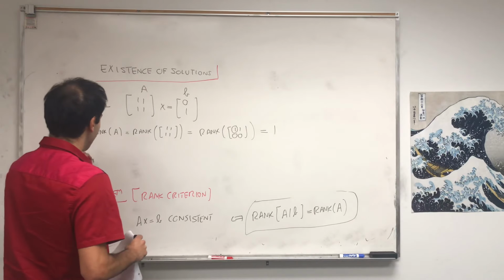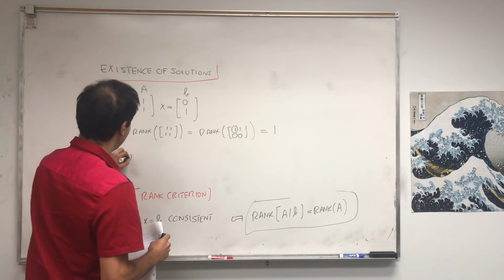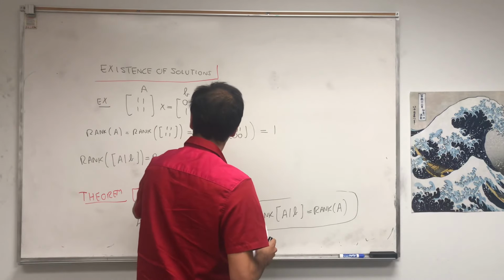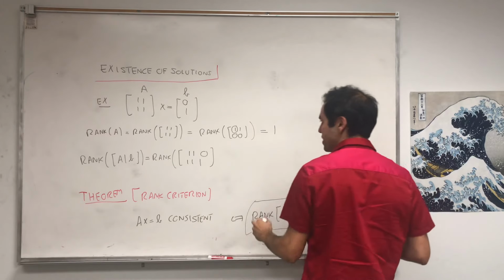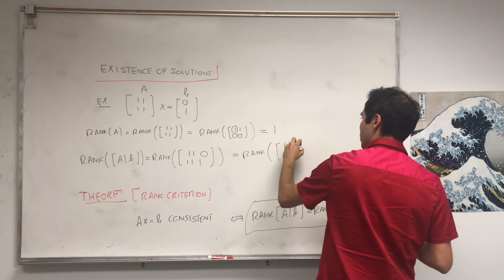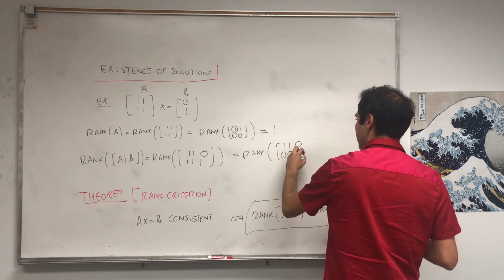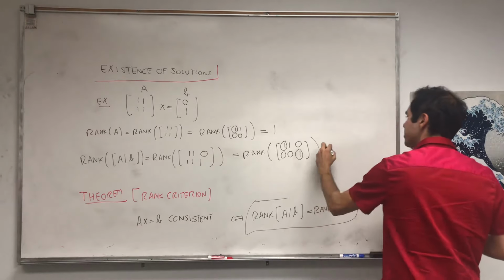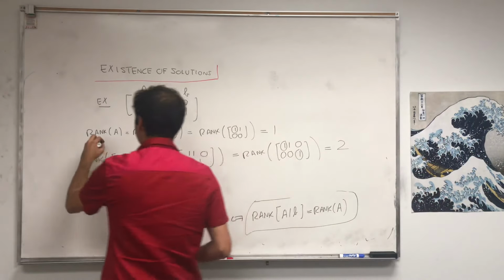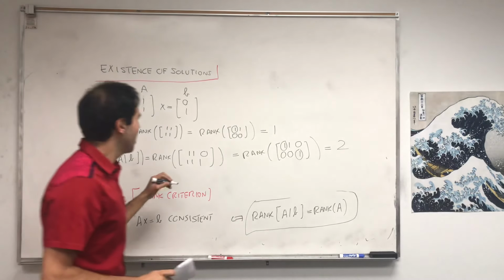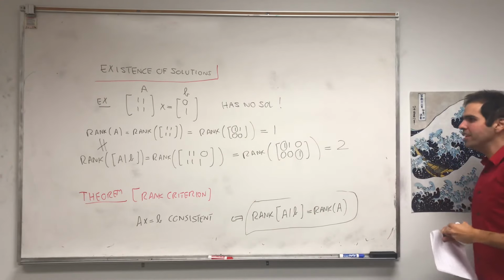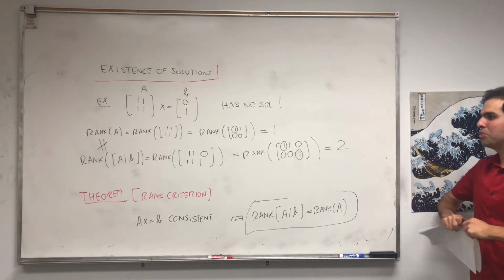But let's see what happens if we add B to our matrix. Then the rank of the augmented matrix AB is the rank of [[1, 1, 0], [1, 1, 1]]. This is A and this is B. Then you row reduce, and you get the rank of [[1, 1, 0], [0, 0, 1]]. Notice this has two pivots, so the rank is 2. Because 2 is not equal to 1, those two ranks are not the same, and therefore you conclude that this equation has no solution. In theory, this gives us a criterion without even finding the solution, which is neat.